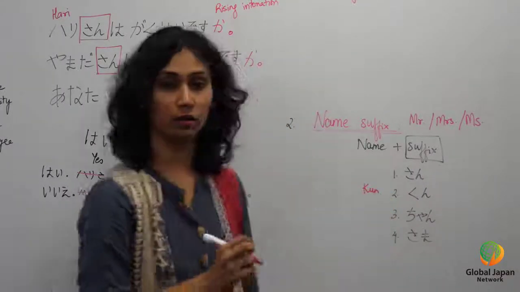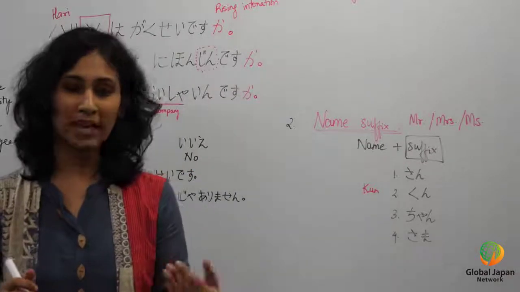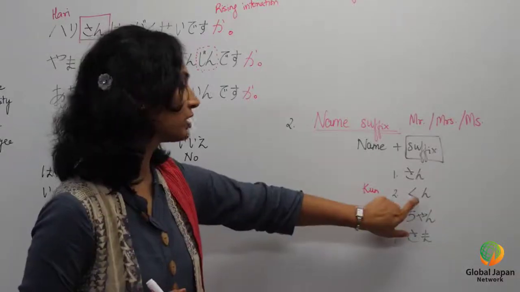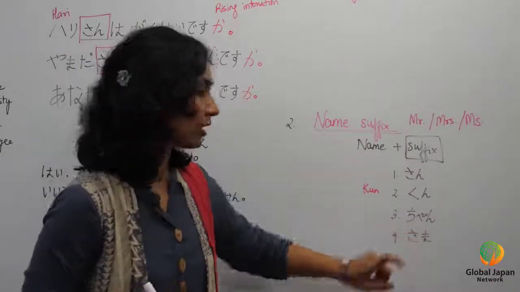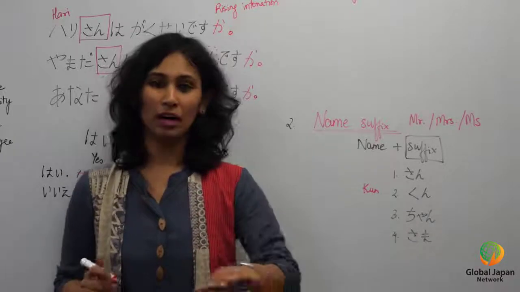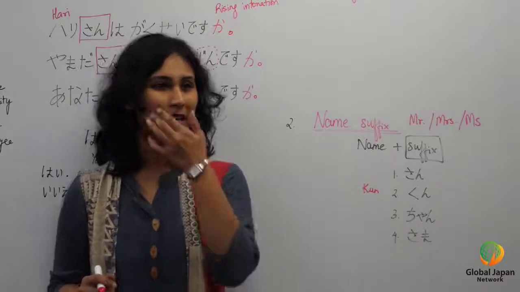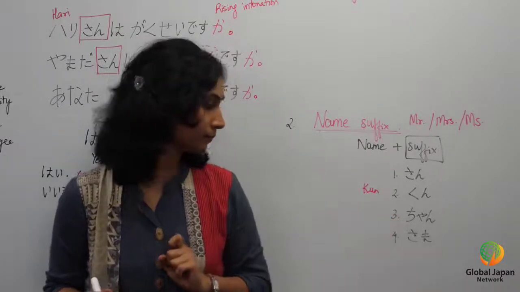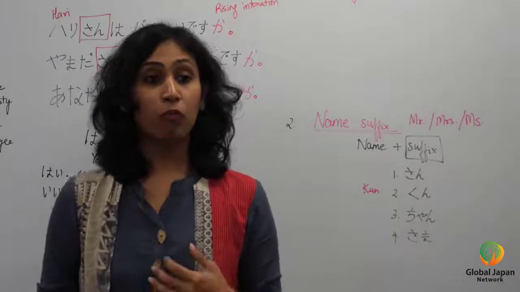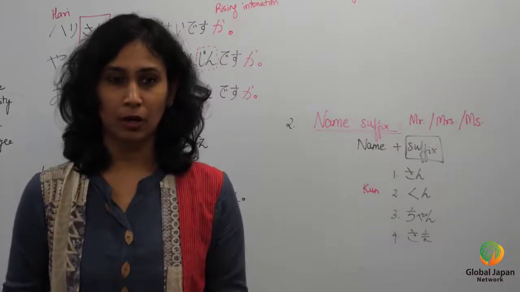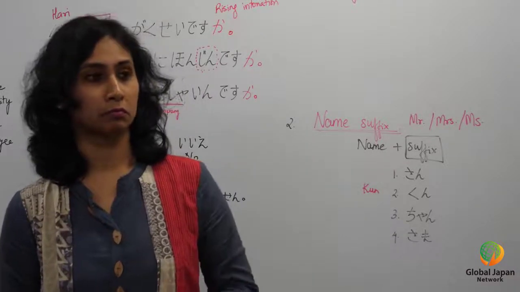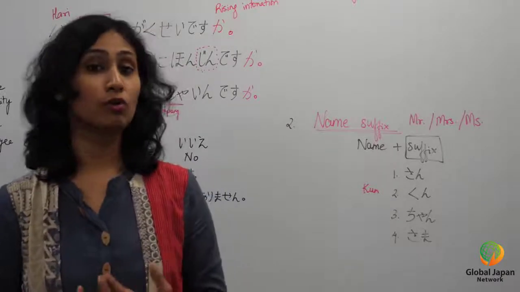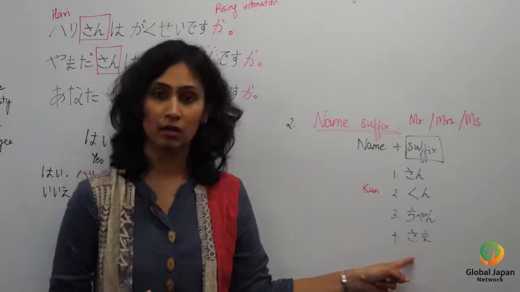It's read as kun. Kun is generally used for male friends or male students. When you address them, you attach the suffix kun. Chan: whenever you're calling young children, generally 10 to 12 years old, you could attach the word chan. And if you want to be very polite, probably when you're talking to your top authority, boss or customer, you would attach the suffix sama.